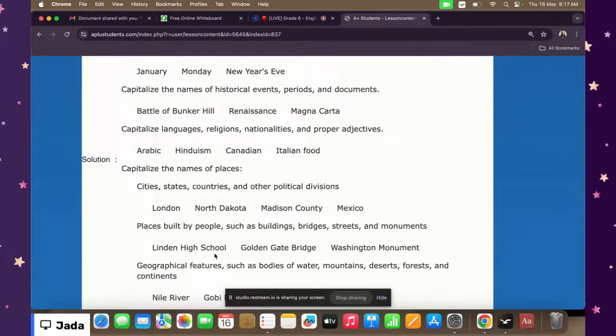Capitalize the names of places: city, state, country, and other political divisions. So you have London, North Dakota, Madison County, Mexico. All of these should be capitalized.